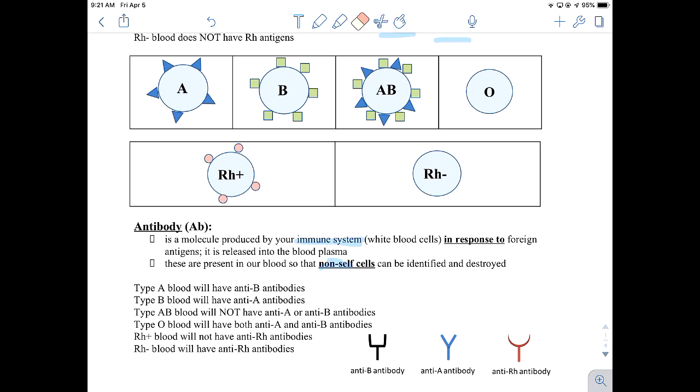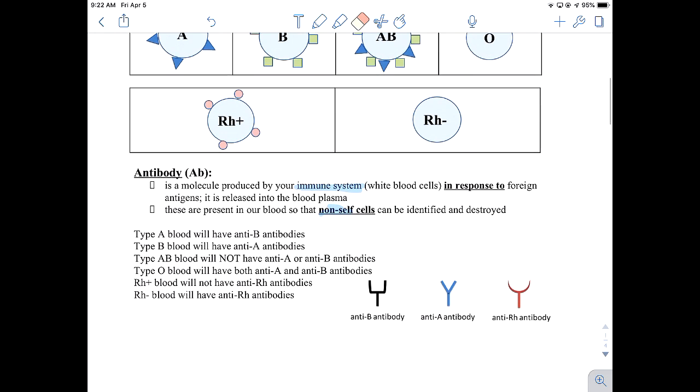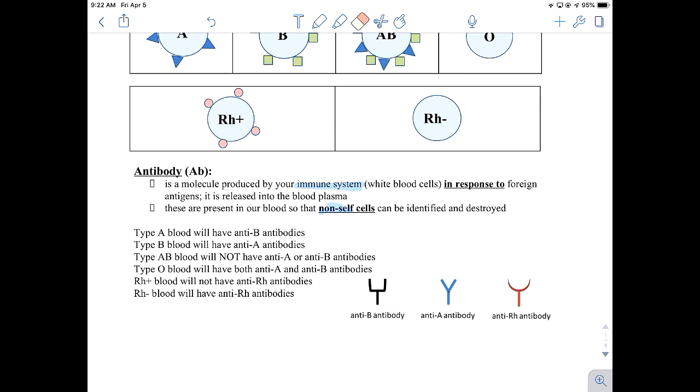A blood has anti-Bs, B blood has anti-As. AB has no antibodies because it has both antigens. O type has both antibodies because it has no antigens. Rh plus has no antibodies because Rh plus blood has the antigen on it. Rh minus has antibodies because it has no antigens.